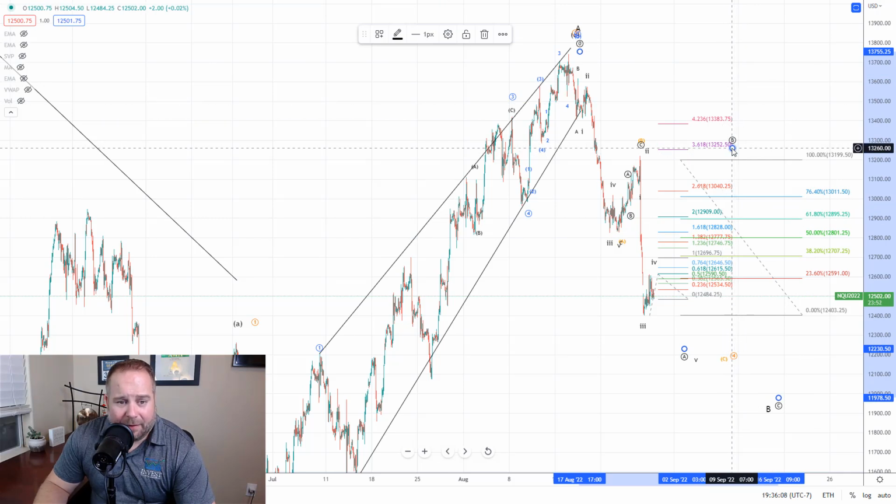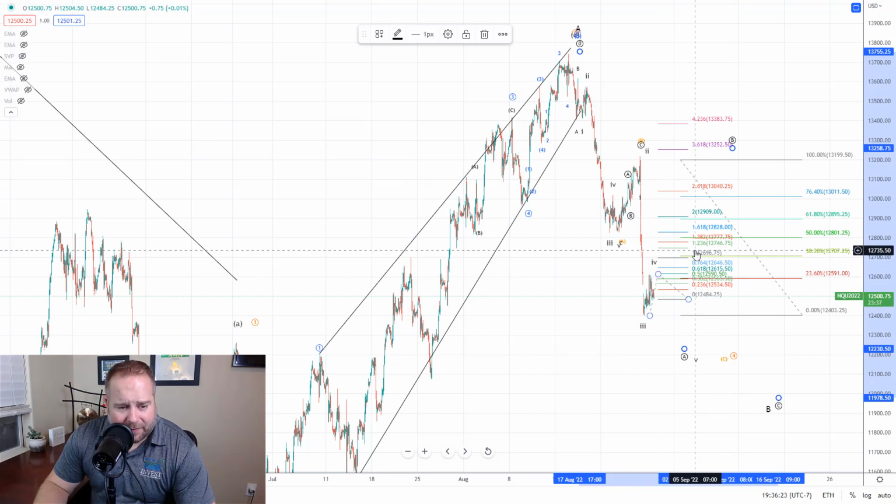Whereas if we're getting the B wave, you get a sharp sell off and a C wave down towards this 12,000 to 11,900 area. So that's going to be what we have to watch when that happens, is the pullback off of the move up will tell us a little bit more about that.